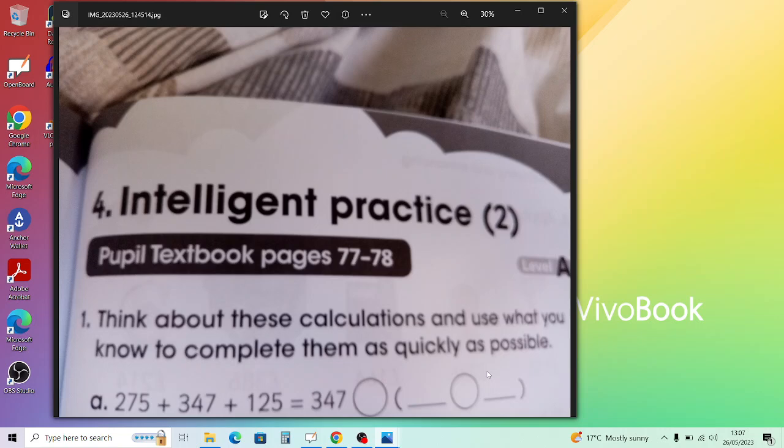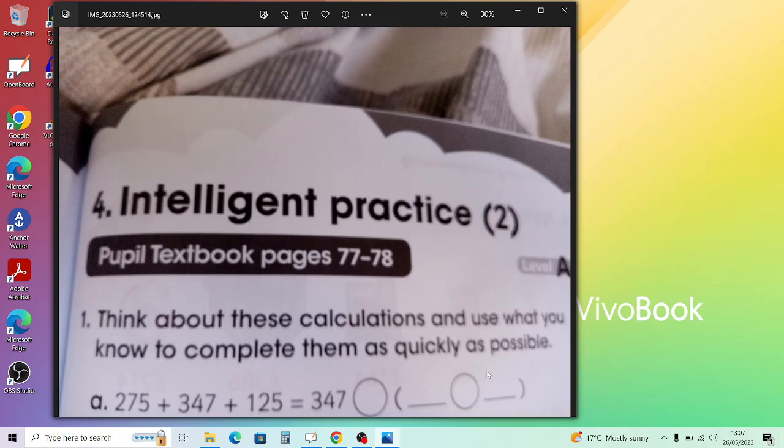Intelligent practice. So how do we do this? What are the intelligent ways of doing this? The intelligent way 1A is basically saying do 275 plus 125 first. That can go in brackets. So we do 347 plus, and then in brackets 275 plus 125, because we're going to do that first as they're easier to add up. So 275, 300, 400, and then we can add the 347. That's going to be 400, 747, and so forth.